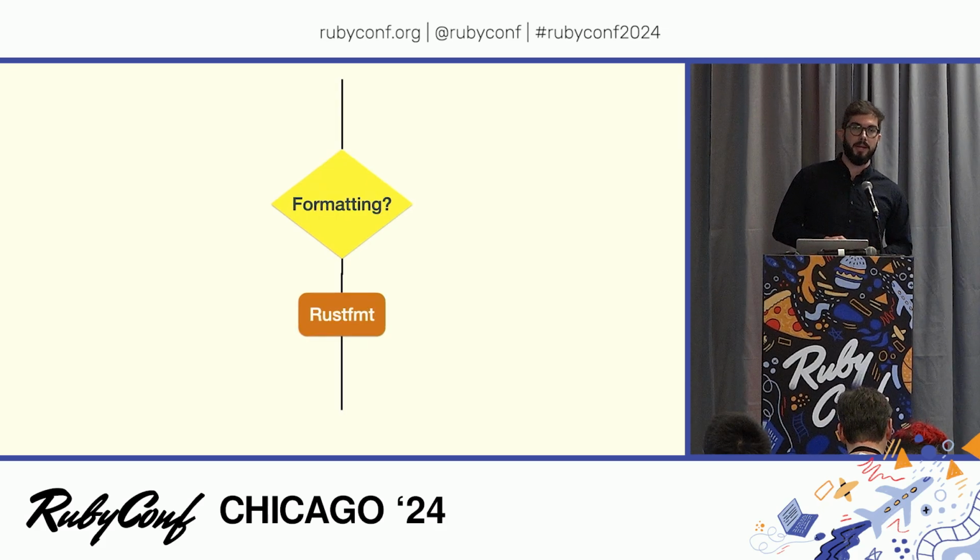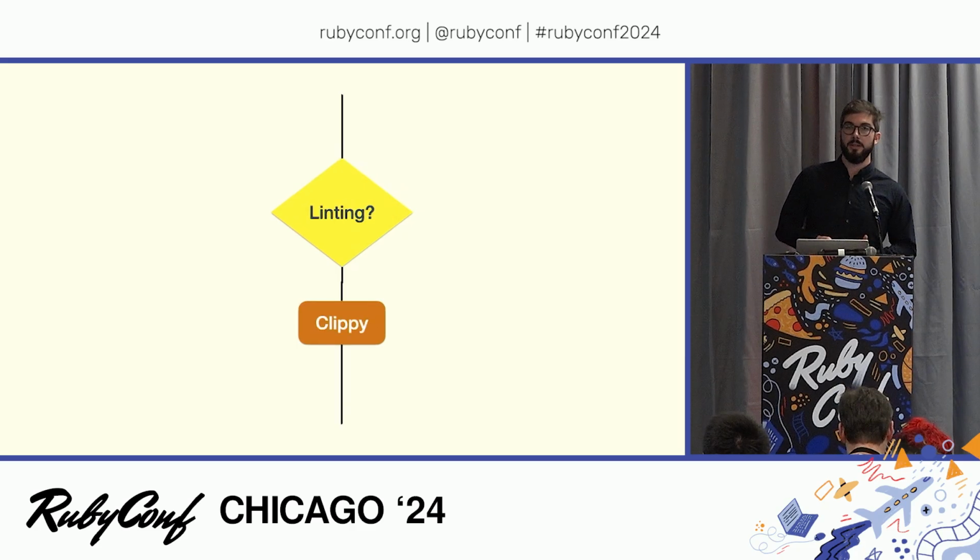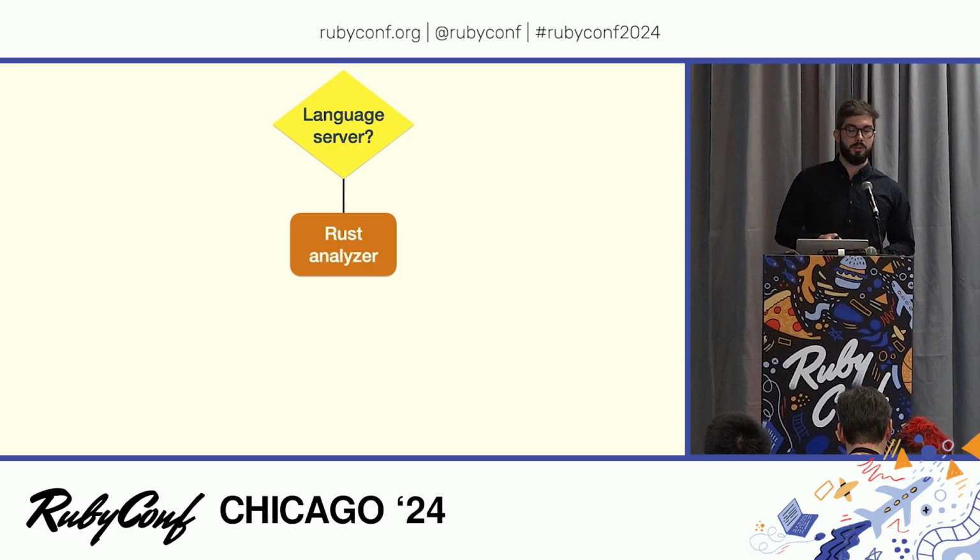If they want to adopt formatting, they can just use Rust format, which is the official formatter for Rust maintained by the Rust team. Similarly, if they want to adopt linting, they can use Clippy, which is the official linter for the Rust language, also maintained by the Rust team. And if they want to integrate all of that into the editor and have rich features like completion and go to definition, then they can use Rust Analyzer, the official language server for Rust and also maintained by the Rust team, which integrates with all of the other default tools with zero configuration required.